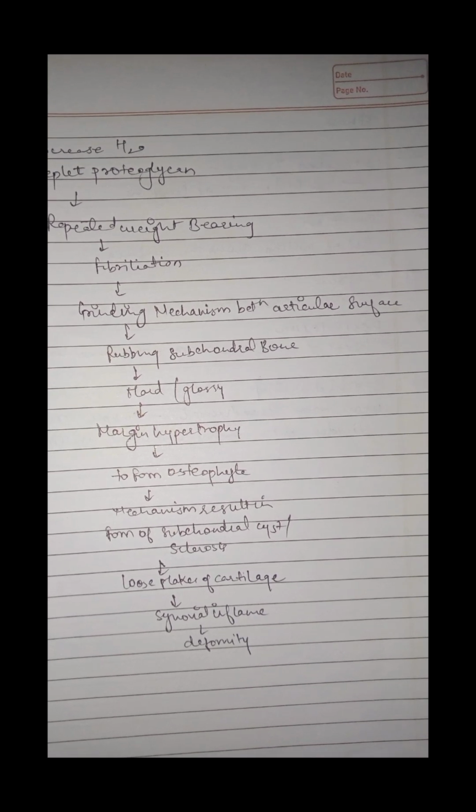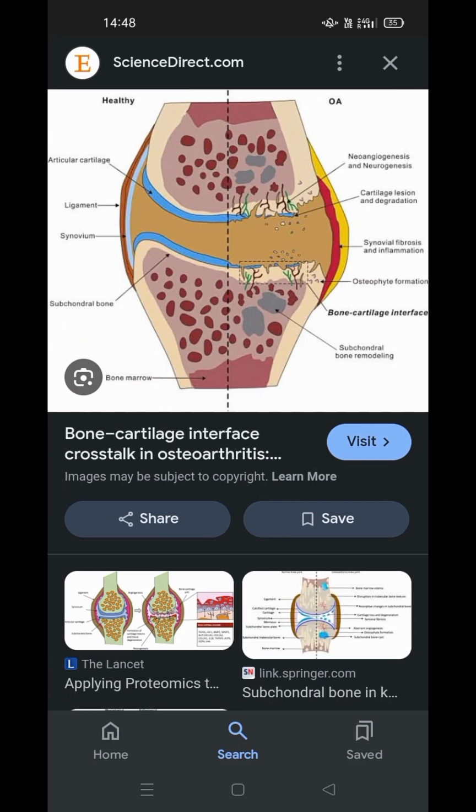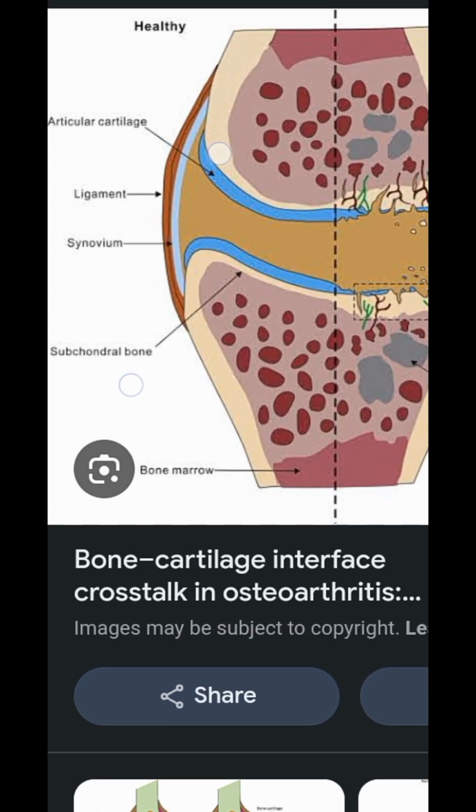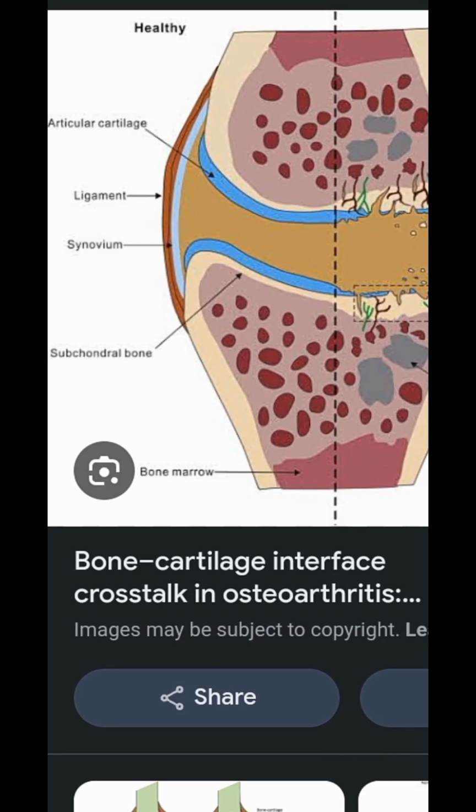There is an increase in H2O, mainly water, and depletion in proteoglycan due to the repeated weight bearing, fibrillation, and grinding mechanism between the articular surfaces. So there will be rubbing of the subchondral bone. So what is subchondral bone? As we can see in this image, this is the subchondral bone here.